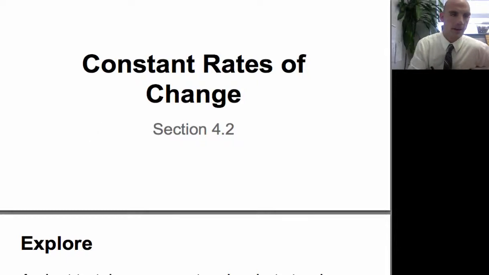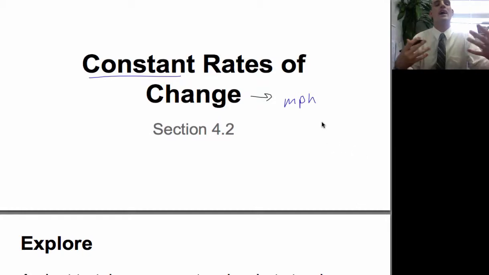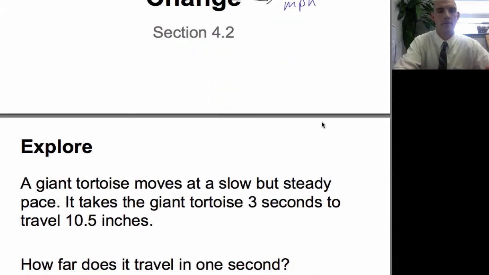Welcome back. Today we're going to talk about constant rates of change. And the thing we have to remember about constant rates of change is the rate of change still has to do with that mentality of per, miles per hour, things like that. Constant means they don't change. So it would be as if we were moving at a constant speed or something like that.